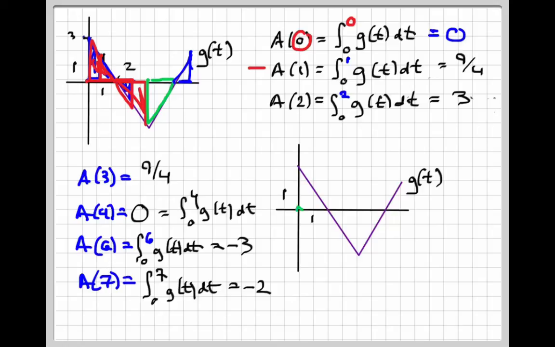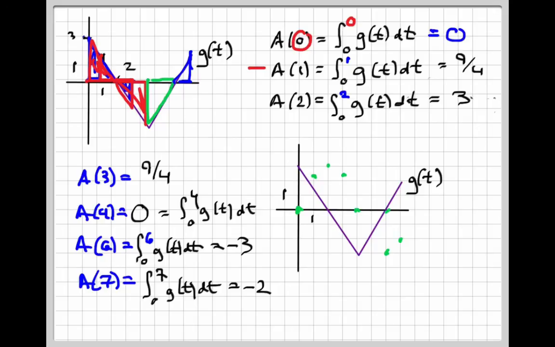So I know that we go through the origin. Then at 1, I'm at 9/4, so I'm around right here, just a little bit higher than 2. Then I max out here at 2. We said we're going to have a maximum. I'm going to max out at 3 right there. And then at 3, I'm going to be back at 9/4. At 4, I'm all the way down at 0. At 6, which is over here, I'm going to be at negative 3. And then I'm back up to negative 2 at 7.